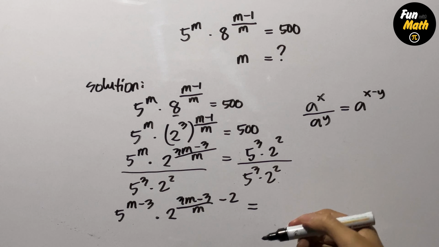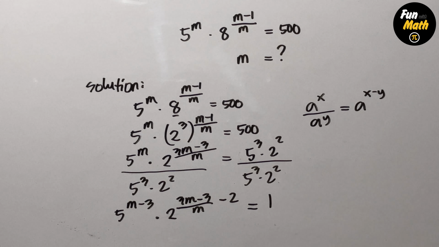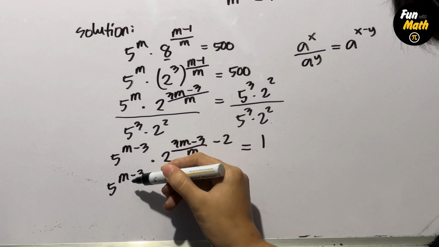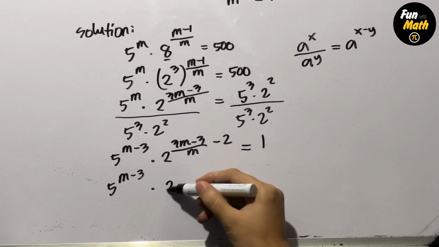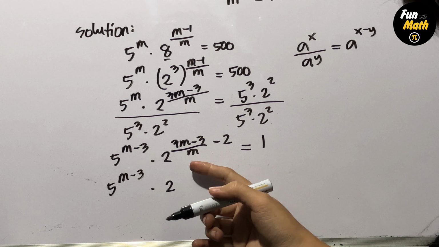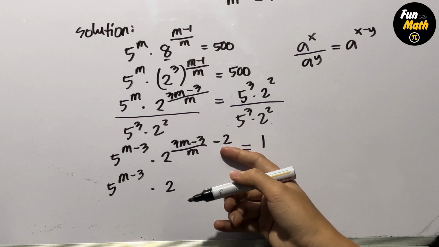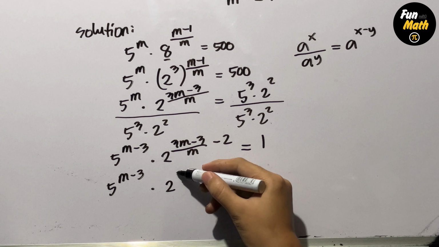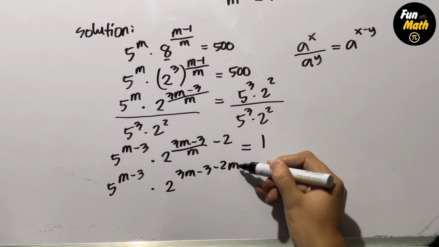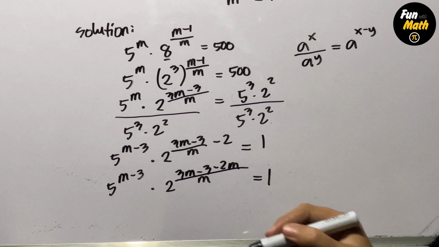Then equals, for the right side, this is equivalent to 1. Now this is 5 to the power of m minus 3 times 2 to the power of, here, m times negative 2, that is negative 2m, plus this. So this is now 3m minus 3 minus 2m all over the denominator m, equals 1.